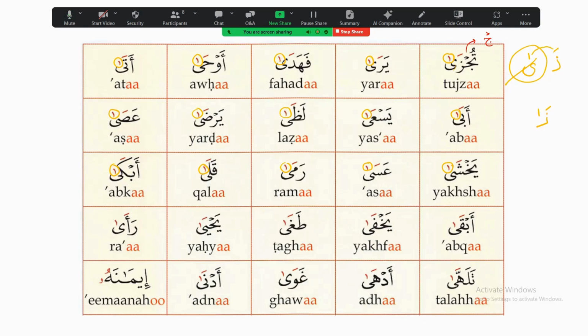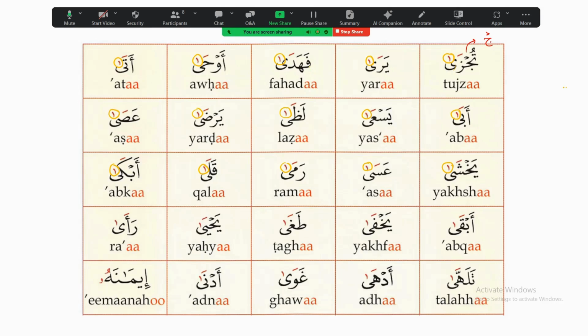Okay, so this was with this one. I hope that you understand this point till here. Again, in the same example, the word is yara. This is not written like yara, but rather the symbol is on the next ya here. So what you're supposed to do is simply ignore this and just attach this with this one. Yara.